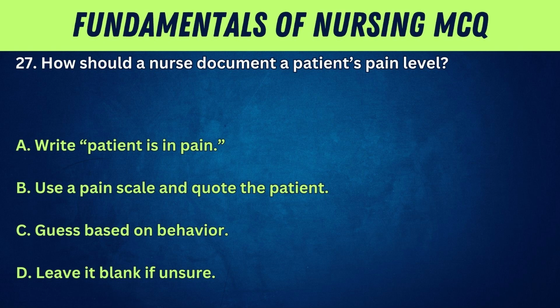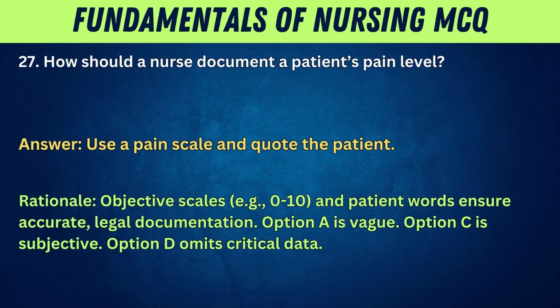27. How should a nurse document a patient's pain level? A. Write patient is in pain. B. Use a pain scale and quote the patient. C. Guess based on behavior. D. Leave it blank if unsure. Answer: Use a pain scale and quote the patient. Rationale: Objective scales, e.g., 0 to 10, and patient words ensure accurate, legal documentation. Option A is vague. Option C is subjective. Option D omits critical data.